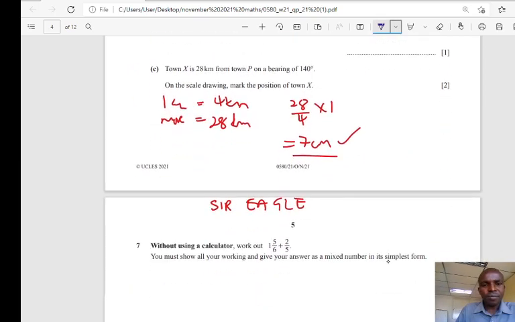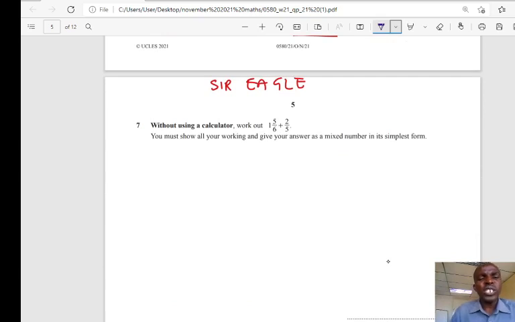Next question. Question number 7. Without using a calculator, work out, these are fractions, mixed numbers, a chain of fractions. You must show all your working and give your answer as a mixed number in its simplest form. Right, first 1 and 5 over 6, you convert to an improper fraction. To convert, you say 6 times 1 is 6 plus 5 is 11. So it will be 11 over 6 plus 2 over 5.